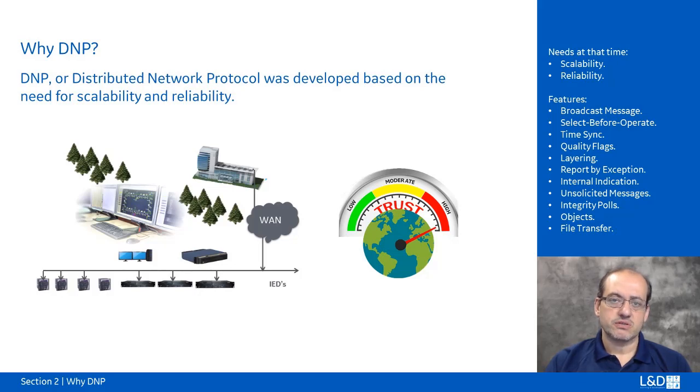DNP version 3 is sometimes referred to with the V dropped, so we say DNP3, followed by the level of support of the device. So you have DNP3-L1, that's DNP3 device level 1, and DNP3-L2, the DNP3 level 2.